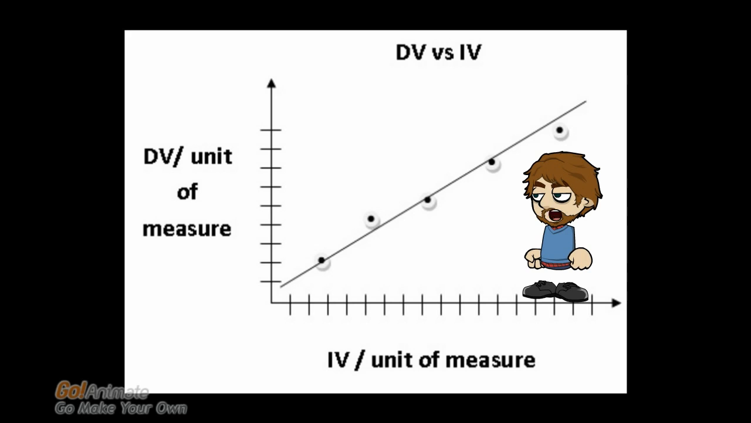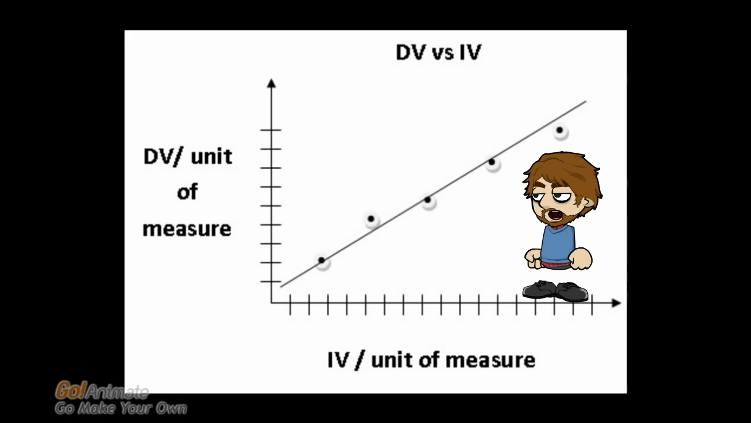The last step in experimenting is to explain what we have learned. This part of the experiment is called the conclusion. The conclusion has three parts. The first part is where we state how our variables are related. In this example, we would say that the DV is directly related to the IV.